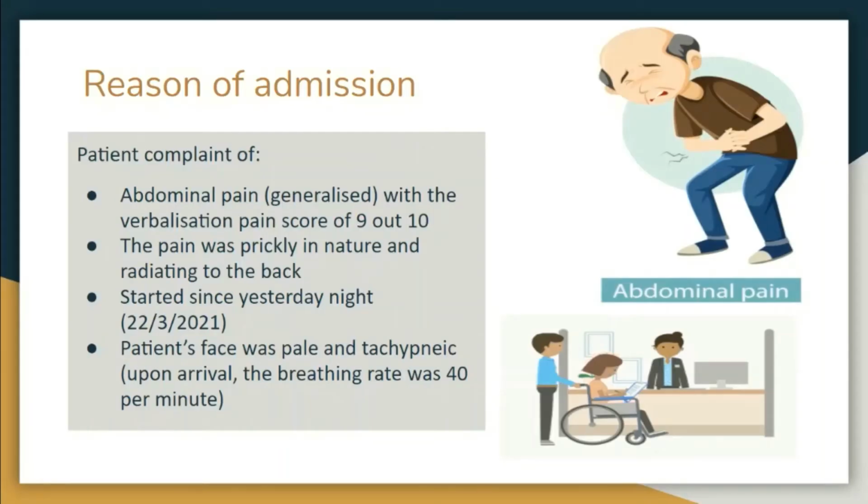Reason of admission: the patient complained of abdominal pain with the verbalization of a pain score of 9 out of 10. The pain was prickly in nature and was radiating to the back. It started since last night. The patient's face looked pale and his breathing rate was 14 breaths per minute.